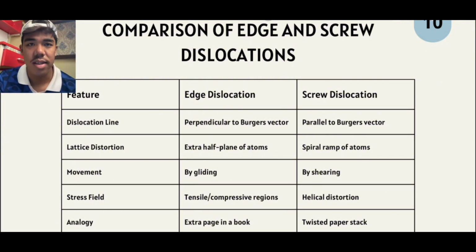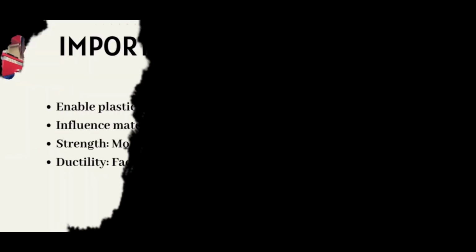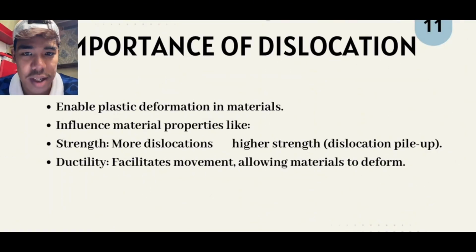The fourth one is the stress field. For the edge dislocation, it is tensile or compressive regions, while the screw dislocation is helical distortion. For the analogy, the edge dislocation is like an extra page in a book, while the screw dislocation is like a twisted paper stack. Last but not least is the importance of dislocation.